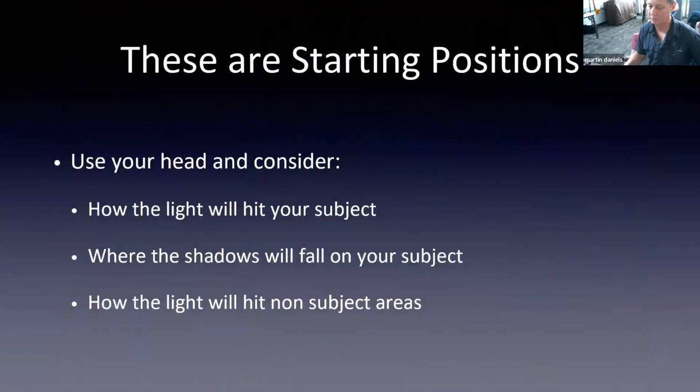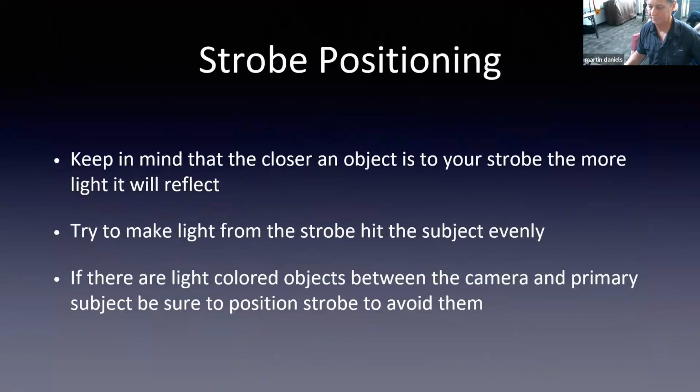So these are just starting positions. You always want to move them around based on your subject and thinking about where the shadows are going to fall, where's the light going to hit, and feel free to move those strobes around. And keep in mind that the closer to an object the strobe is, the more light it will reflect. I say try to make it light evenly. A lot of people don't like that phrase, but try to balance the light, let's say, on your subject.